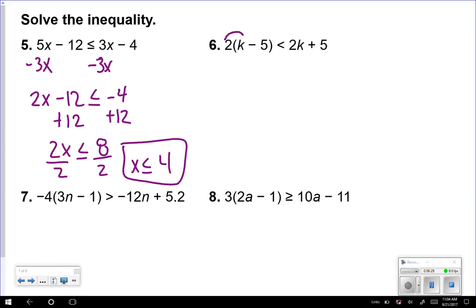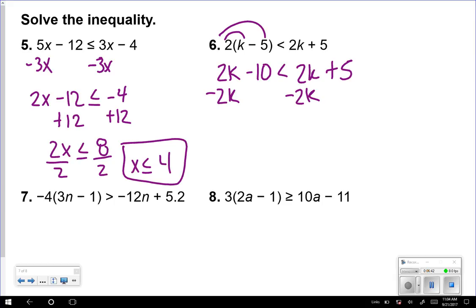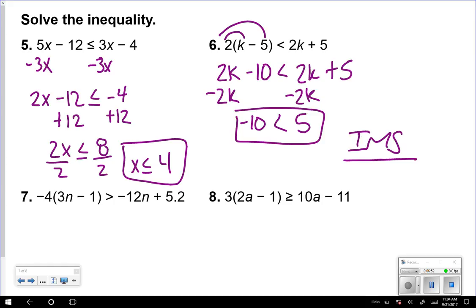All right, looking at 6, I'm going to distribute to start. 2k minus 10 is less than 2k plus 5. You may be able to see what's about to happen here. If I subtract 2k from both sides to get my variables on one side, I'm left with negative 10 is less than 5. Well, is that true? It is, so this would be infinitely many solutions.